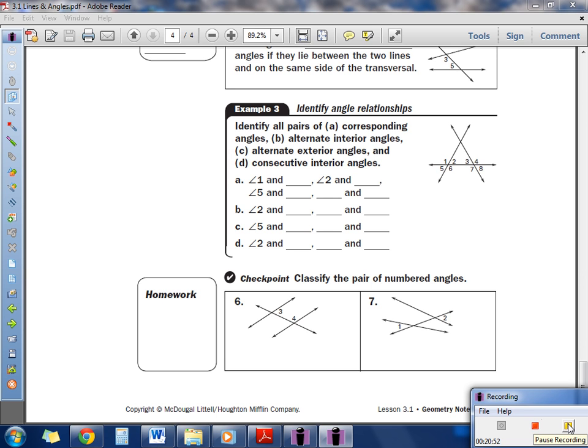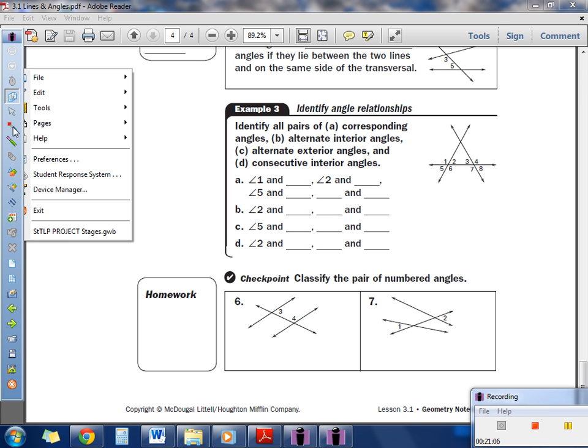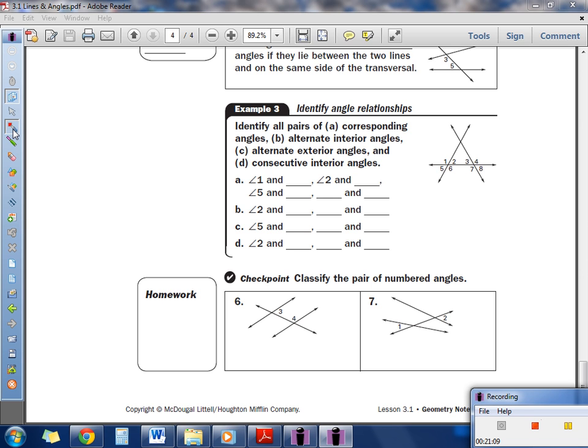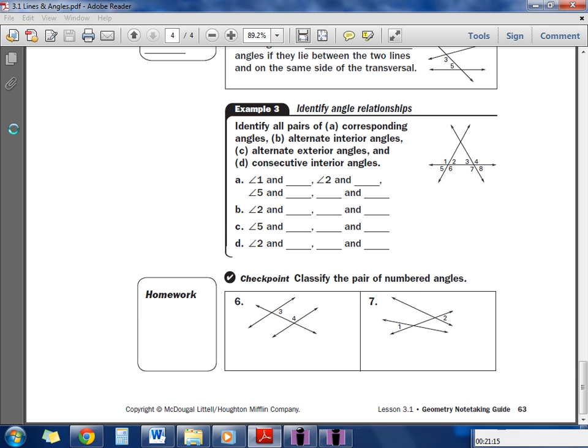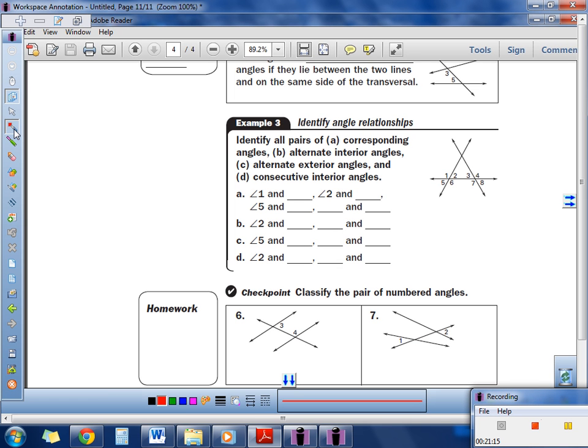This next example tries to trick you up a little bit. It wants you to identify corresponding, alternate interior, alternate exterior, consecutive interior, just like we did in our definitions earlier. So that's what we're going to do. We're going to look at this picture, and we are going to figure out which ones are corresponding. Let's do that first. Corresponding. Which ones are corresponding? What's corresponding to 1?